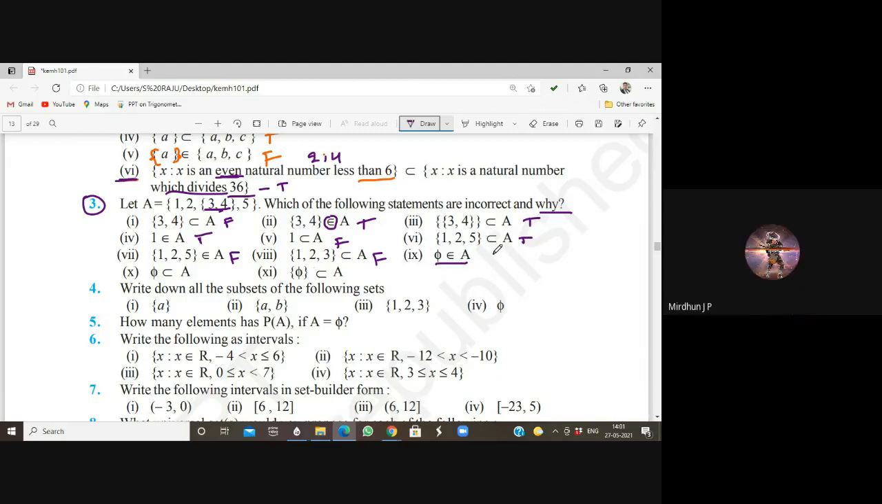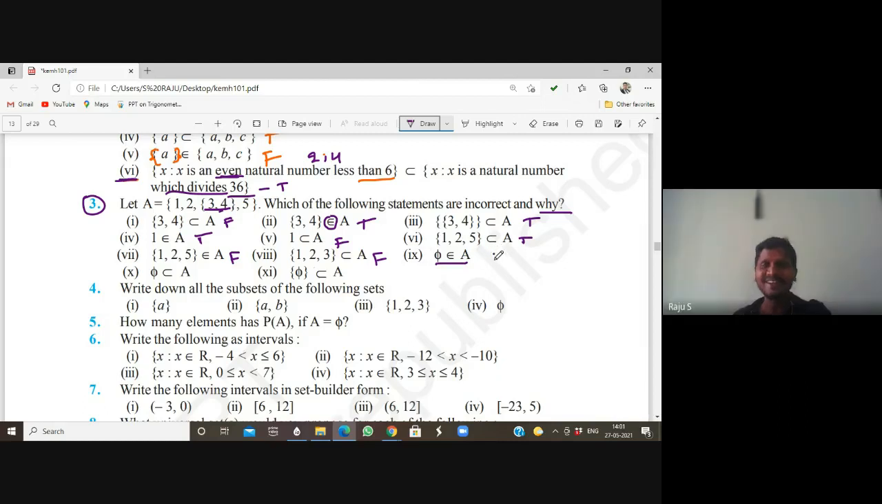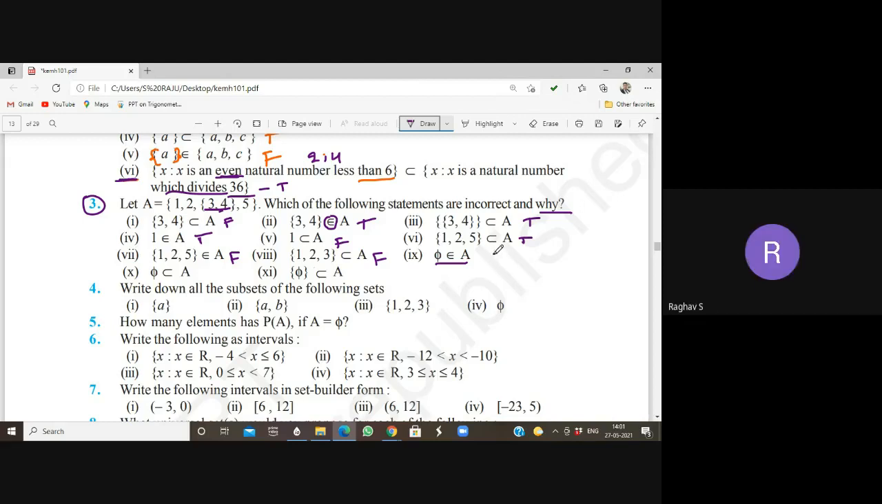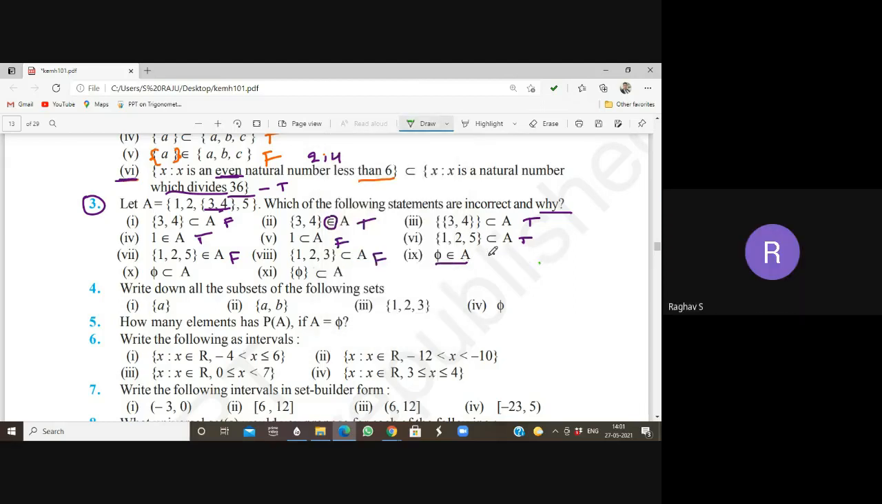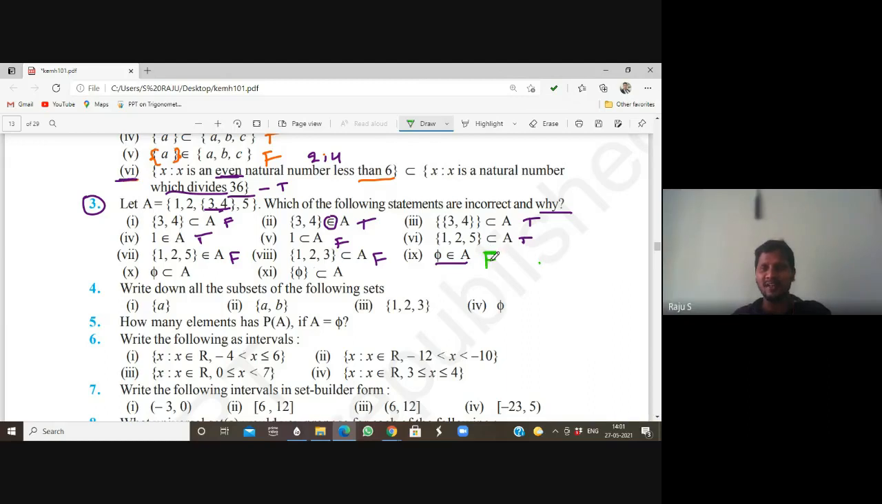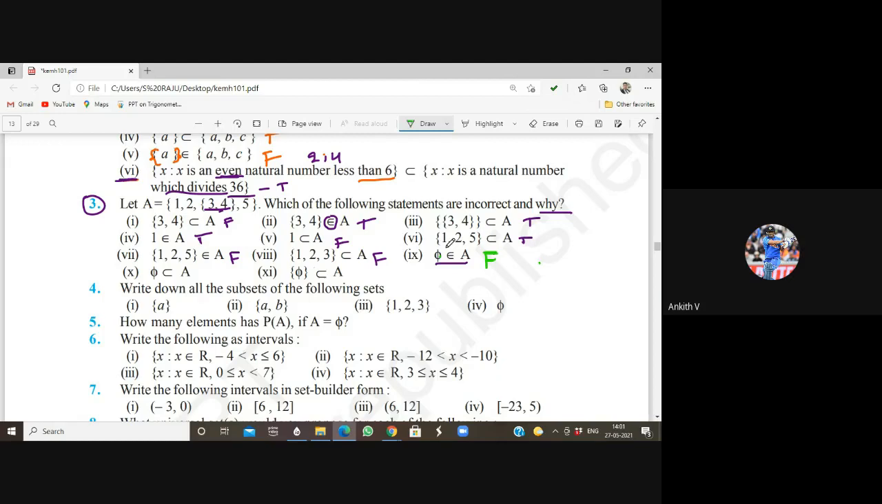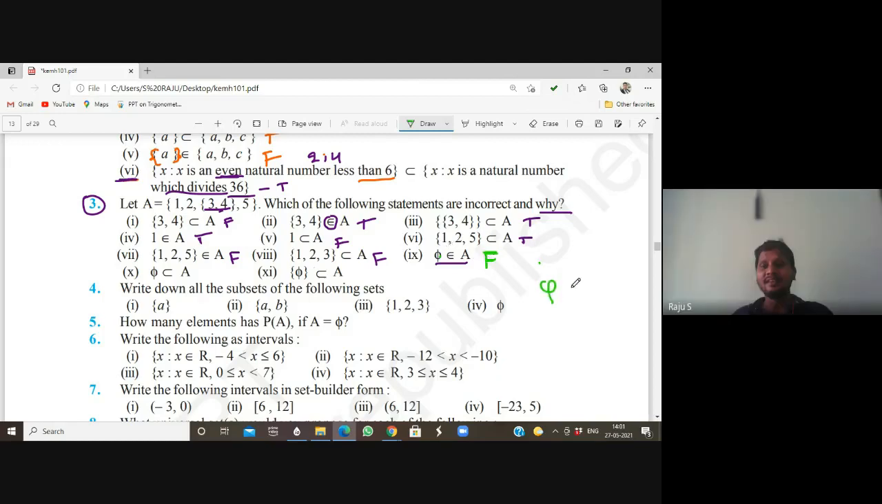Next, is it false? True, sir. True or false? Anyone? False or true? False only, sir. Okay, majority of the students are saying false. It is false because what is pi? Is pi an element or a set? Pi is a set. It's the null set. So for a null set you should take subset, not belongs to. It is an element.